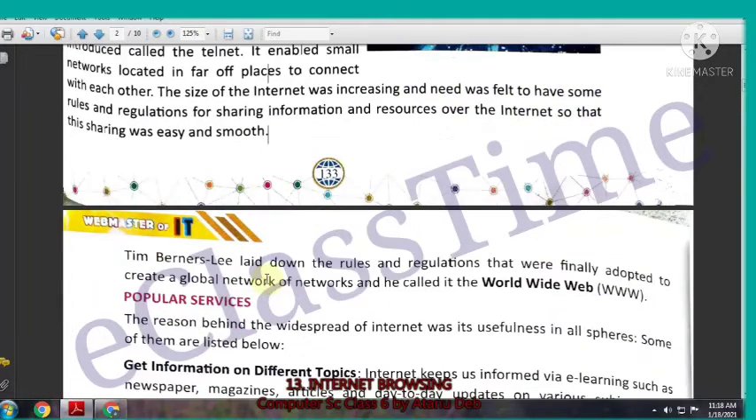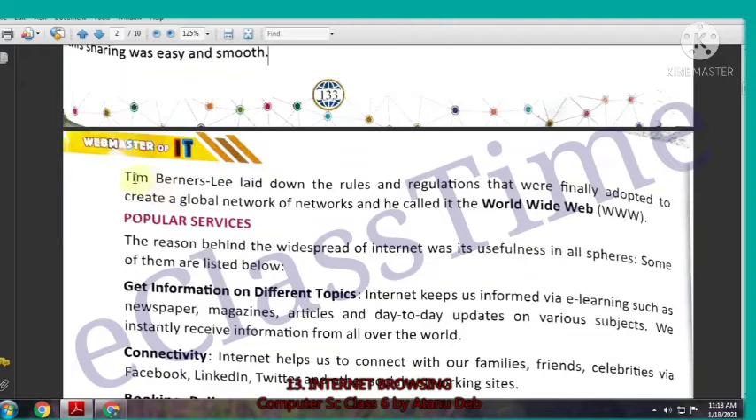So this was the history of internet, and then came Tim Berners-Lee. He laid the rules and regulations, which were finally adopted. The rules and regulations were laid down by this person, and he laid the foundation of World Wide Web, which is a global network. So you can say that Tim Berners-Lee is the founder of WWW.